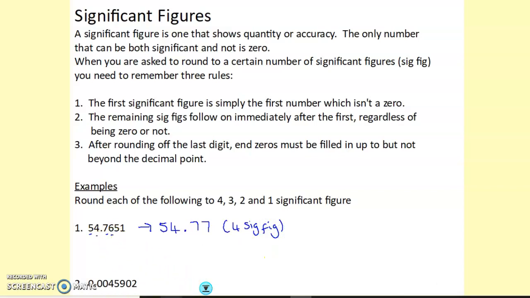To 3 significant figures, and always come back to the first one. There's 1, 2, 3. After my third significant figure is a 6, so that's going to push that 7 up to an 8. So we'll get 54.8, and that will be 3 significant figures. 2 significant figures. There's 1, there's 2. So I get 54. After that point is a 7, so 7 is going to push that up to a 5. So that's going to be 2 significant figures.